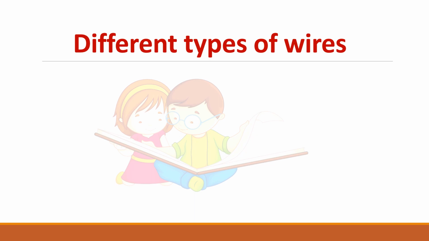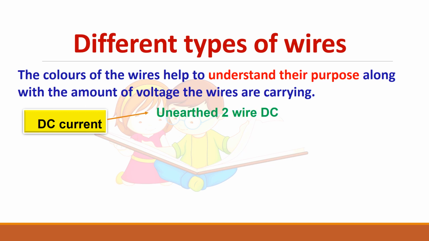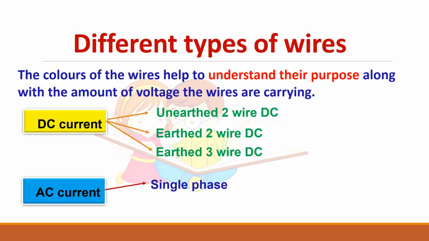We have different types of wires for each application. Suppose it is a DC power, it may be an unearthed 2-wire DC, earthed 2-wire DC, or earthed 3-wire DC. And if you take AC power, it can be a single phase AC supply or 3-phase AC supply. For single phase, what are the colors, and for 3-phase, what are the different colors they will use.